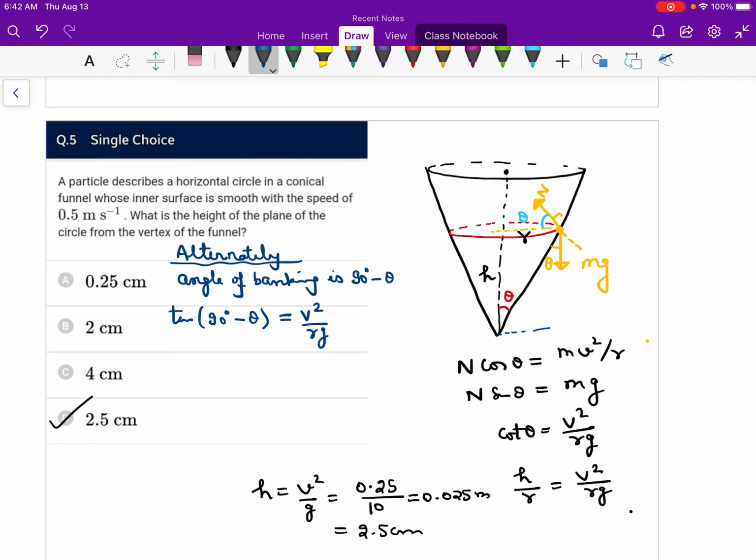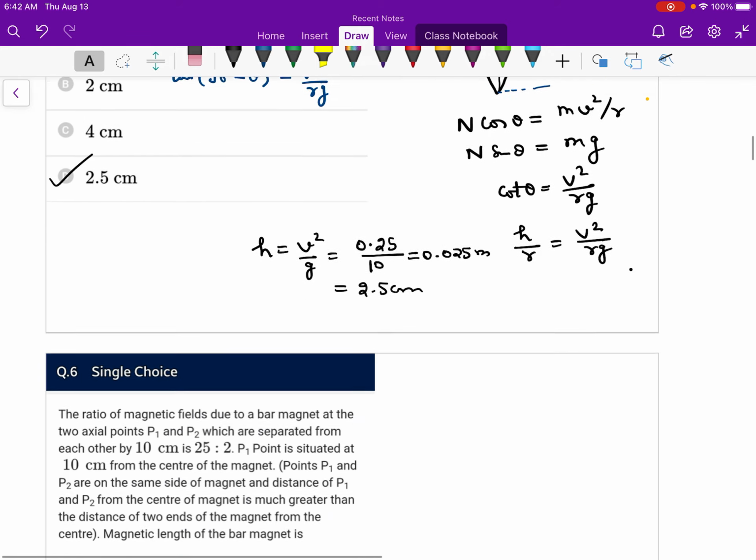So that is cot theta equals v square by Rg. You could have directly used this angle of banking formula because this situation is the same.